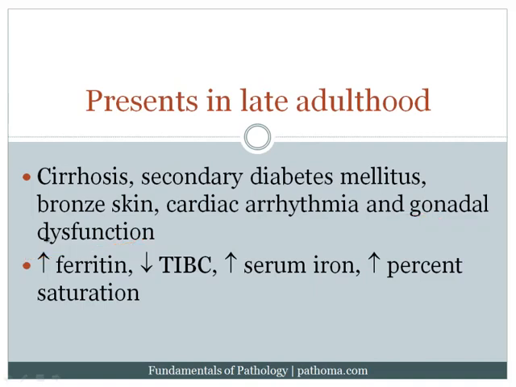Now the lab findings are going to be based on an iron overloaded state. So because the tissues are loaded with iron and you have tremendous iron stores, the ferritin will be high. Of course, anytime the ferritin is high, the TIBC is also low. Much of that iron will actually leak out into the blood, giving you a high serum iron with a high percent saturation. And so these are the key lab findings in hemochromatosis.